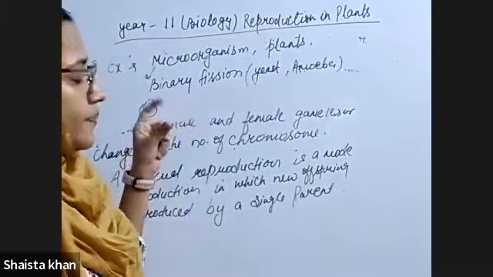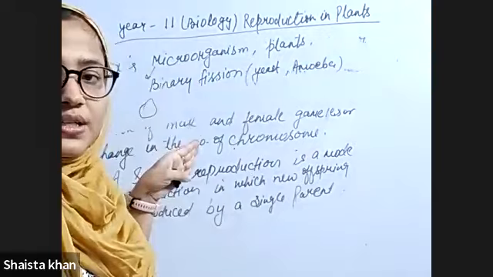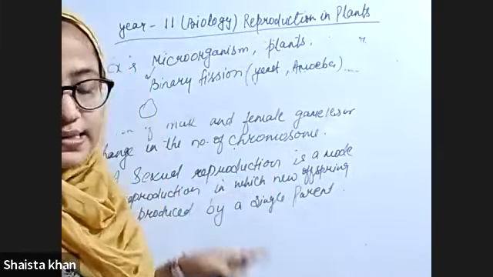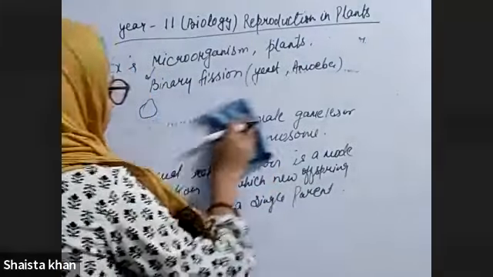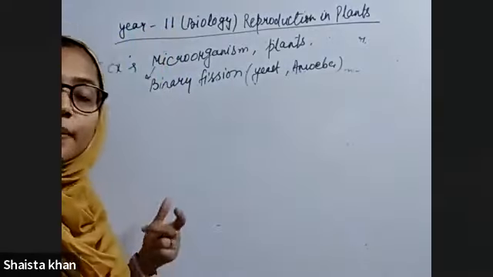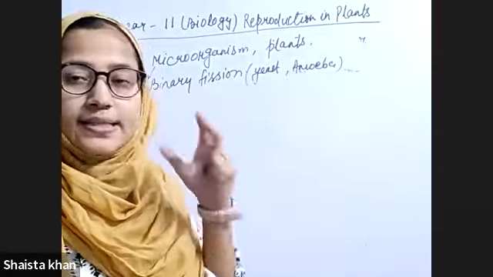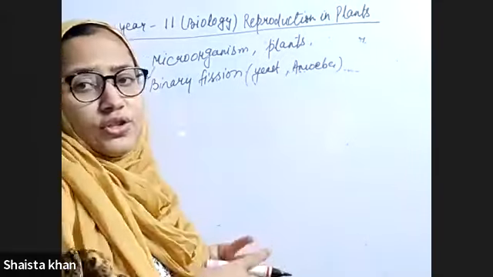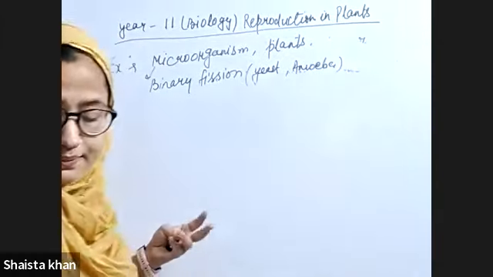I'm just writing some advantages and disadvantages of asexual reproduction. So we will easily understand why it is required, why it happens in some kinds of living organisms, and why it does not happen in other kinds of organisms.